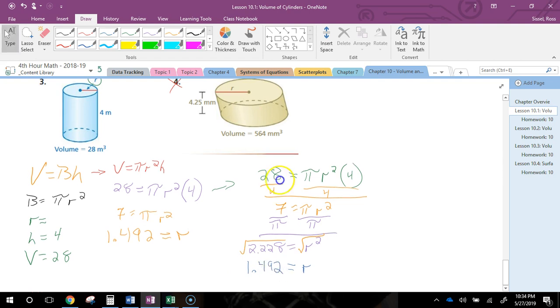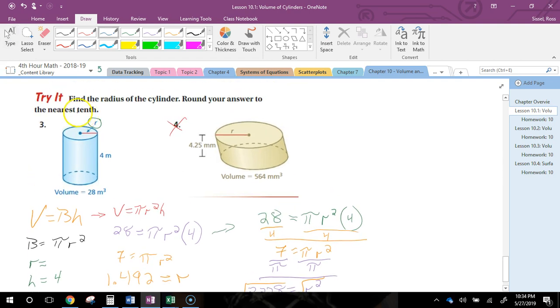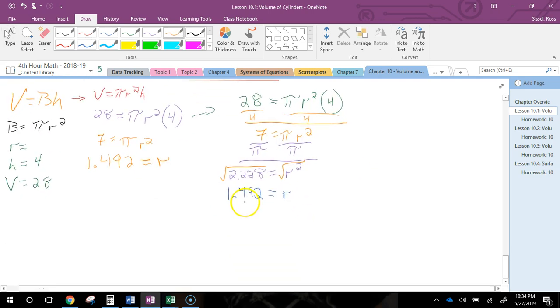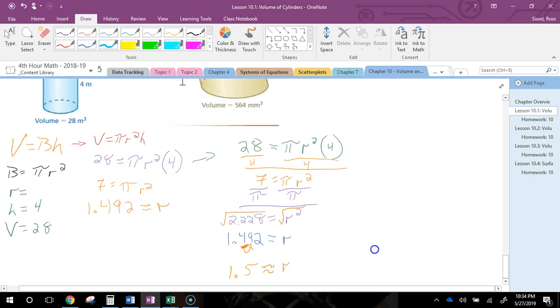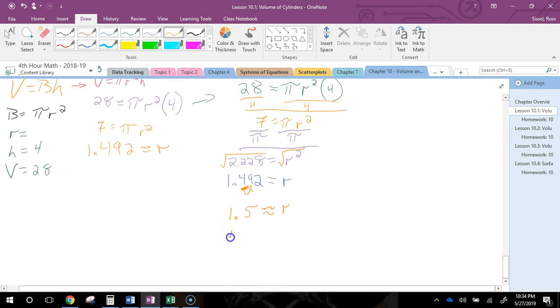1.492. Our answer says round to the nearest tenth. Here's my tenth. So my answer is either 1.4 or 1.5. We looked at the next number in the 100th place. So we would say 1.5 is approximately our radius. And when we label this, it's in meters. So 1.5 meters.